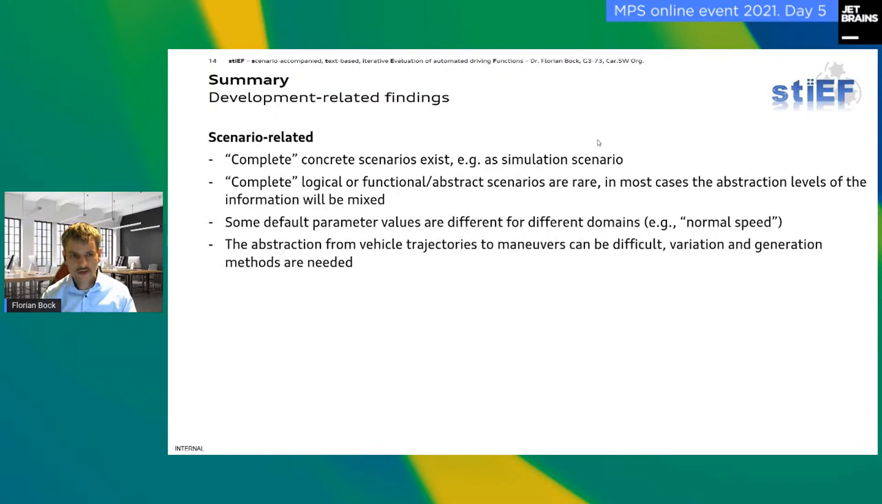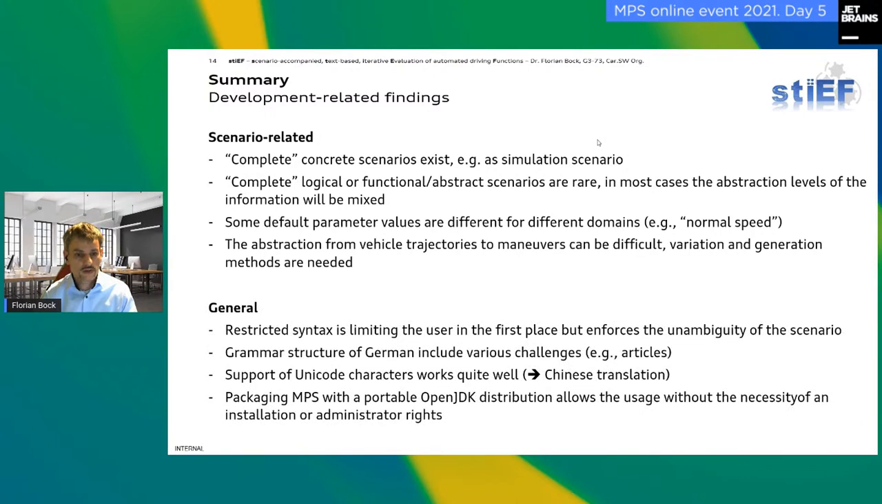Some development-related findings. So concrete scenarios exist as complete scenarios, that's for sure. Otherwise, they won't be executable in the simulation. But logical and functional abstract scenarios are mostly incomplete. So the abstraction levels will be mixed. They are incomplete. That's one finding. Then some default parameter values may be different for different domains. For example, a normal speed in the parking domain means something else than on a freeway. And the abstraction from vehicle trajectories, which are normally used in simulation, to maneuvers can be difficult. The variation and the generation for that are on the other side needed because, again, the simulation needs the trajectory. So if we abstract them to maneuvers, then we have to have some mechanism to go back to trajectories by generation. In general, the restricted syntax is limiting the user, again, but it's enforcing the unambiguity.